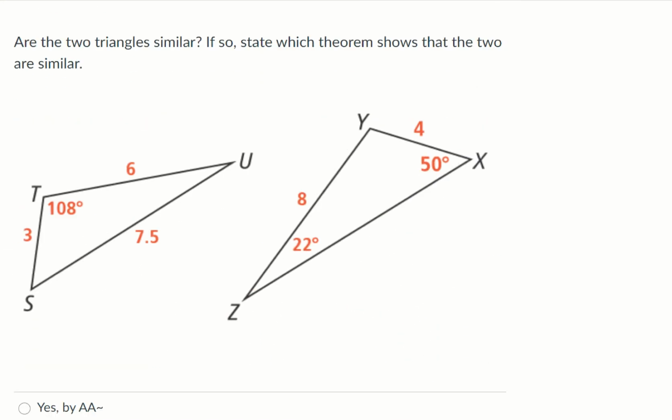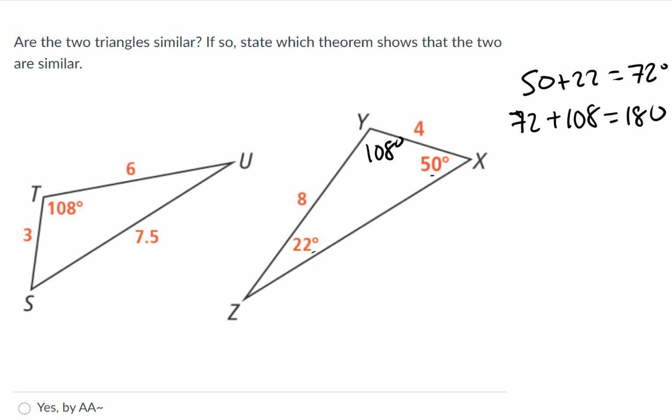Okay, going to the next question, are these similar? We know that this is 22, that's 50, so 50 plus 22 is 72 degrees. And we know that 72 plus 108 is equal to 180, and so therefore this has to be 108. And we clearly see that those 2 angles are congruent, so that's good.